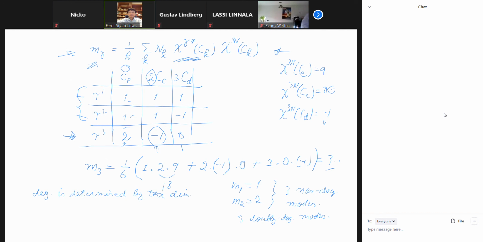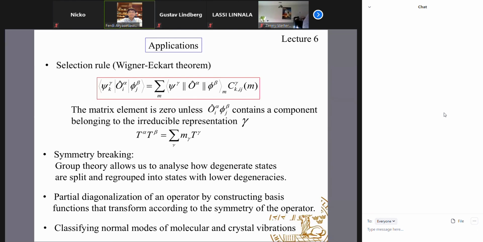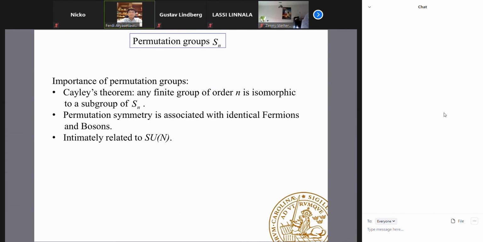Okay, maybe we can then continue with those permutation groups if you don't have any more questions on this part. Yes, permutation groups. So this is actually math, no? But permutation groups have a lot of interesting aspects. They are related to many physical problems. There are several important things about the permutation groups.